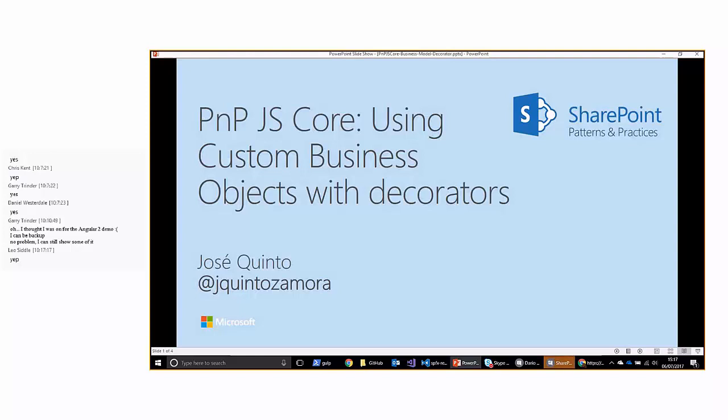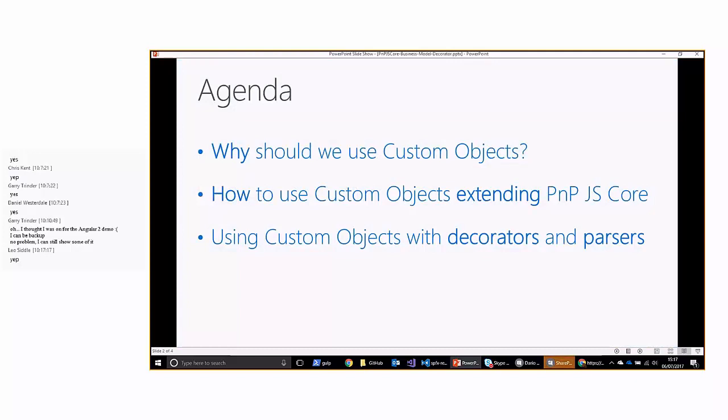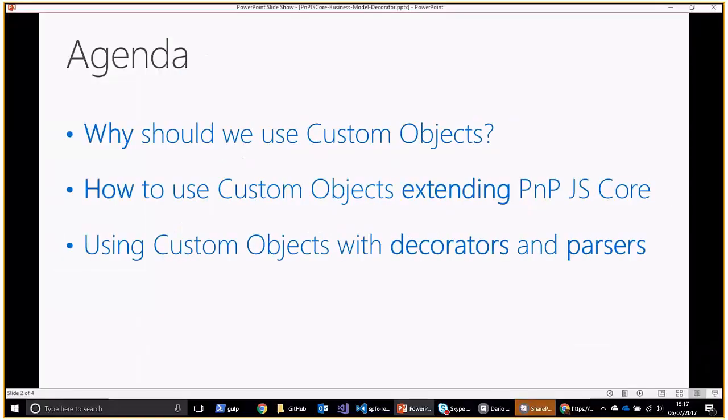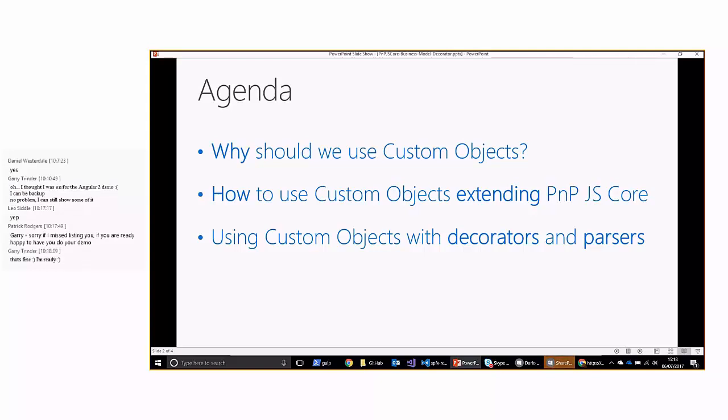Today I'm going to show you why and how to extend business objects inside of PnP.js core. I will start with the agenda, which covers three main points. First, why should we do this custom object inside of PnP.js core? Second, how to use the extensibility provided by PnP.js core. And third, how to go further using decorators and parsers in the solution.